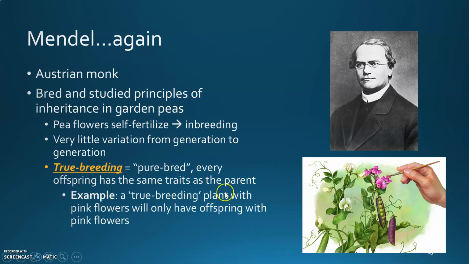And it also allowed him to generate what's known as true breeding, or purebred, strains of peas, where every single offspring would have the same traits as the parents. So a true breeding pea plant that has pink flowers will only ever have offspring with pink flowers as well, because it's a purebred pink plant, and that means its offspring are all going to look the same as the parent.